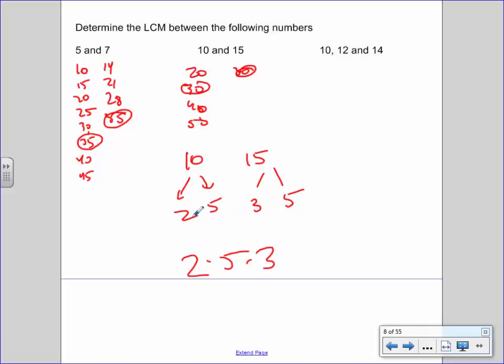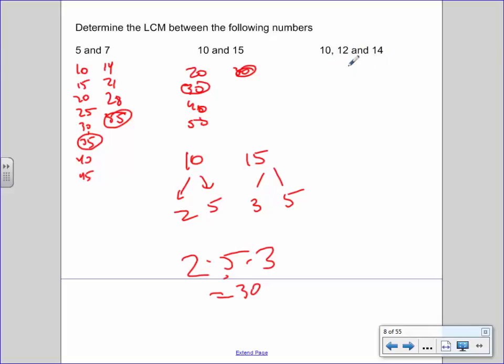Make sense? Here there's a 2, so I'm going to write down a 2. Here there's a 5. I'm going to write down a 5. Here there's a 3. I don't already have a 3. But see here how there's another 5 again? I already wrote down a 5 from this guy right here. So don't write down a number a second time if it's already been used from the previous factor. What is 2 times 5 times 3? 30.